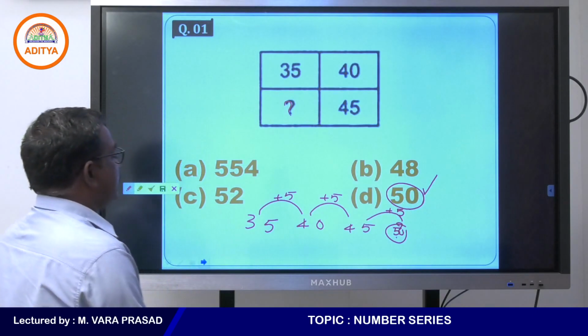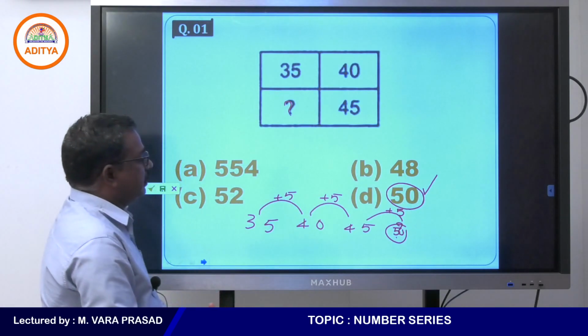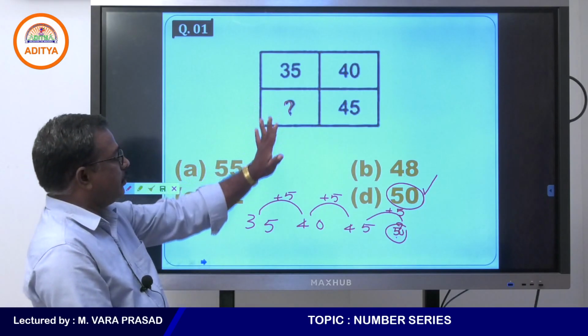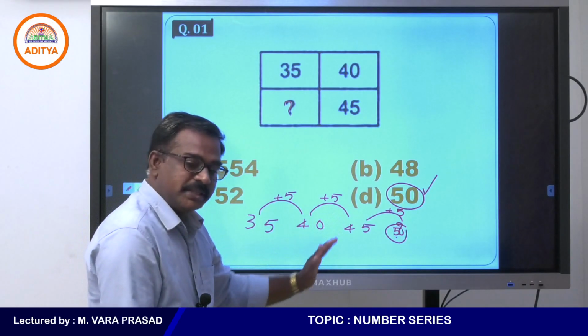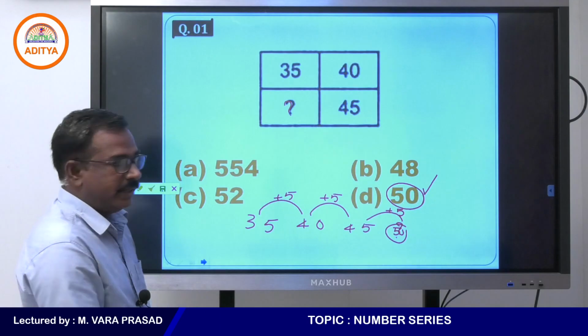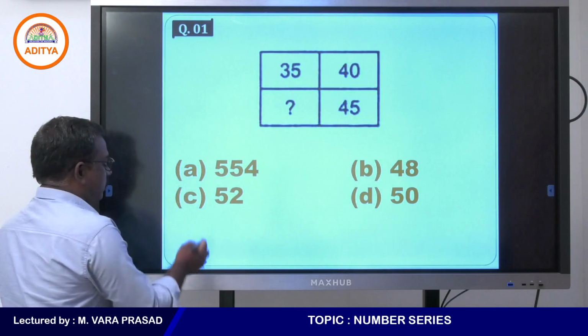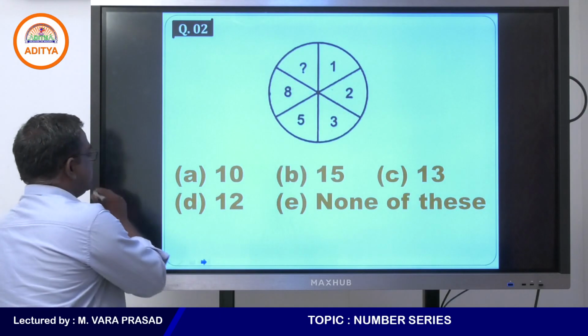One more example we can see. It's an easy one, right? We can convert this diagram into series manner. We can answer it, right? Now one more example you see. Yes, get me the answer.